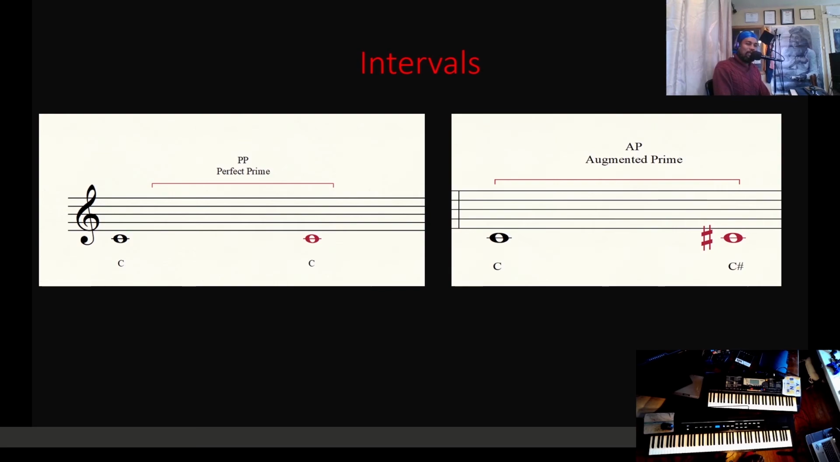You don't see it written as a perfect prime too often, but it might be called perfect unison as well. I usually refer to it as unison, but C to C would be a perfect prime. So now, this is where it gets a little interesting.